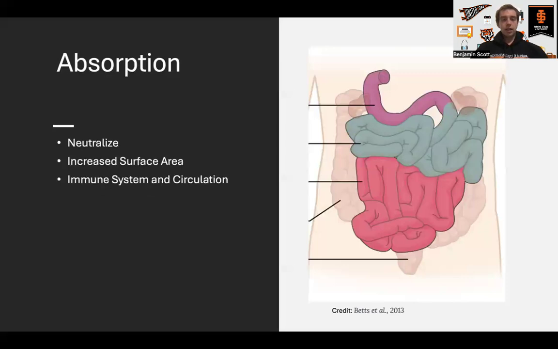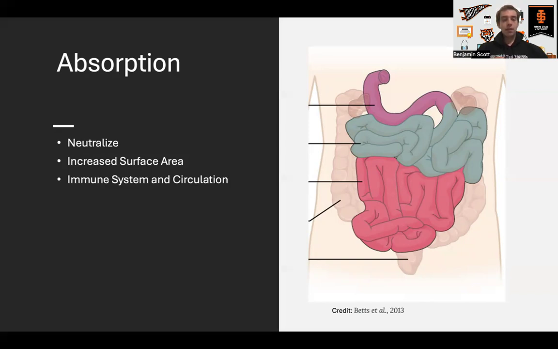Okay, absorption. That's the job of the small intestine. Once it leaves the stomach, the acid is neutralized, and you have things like bile excreted from the liver and from the pancreas that help aid with digestion and absorption, making sure things don't clump together.